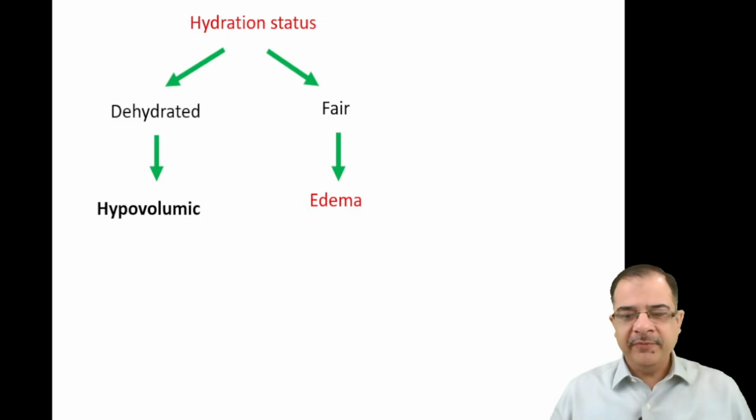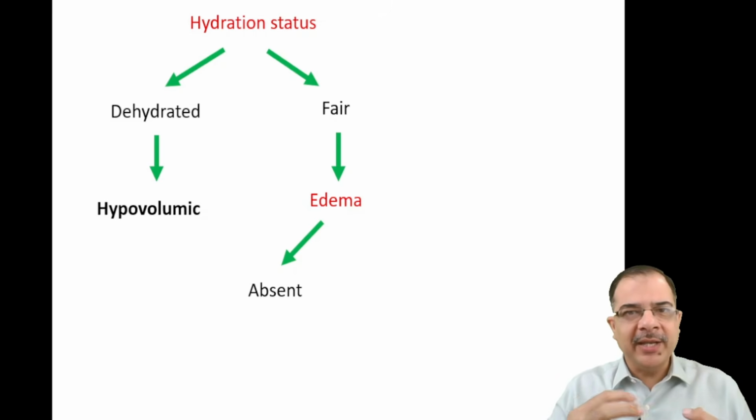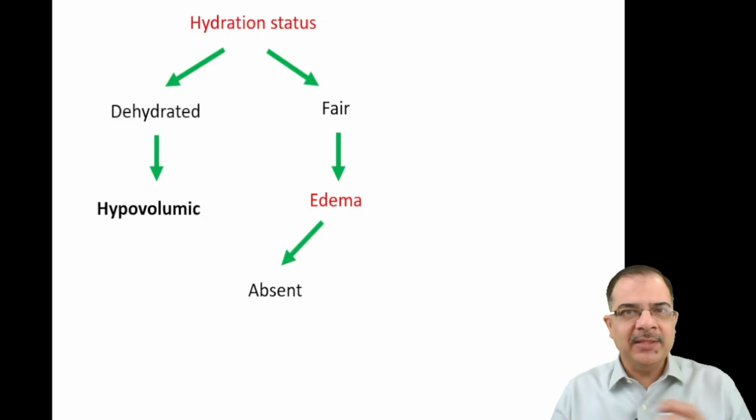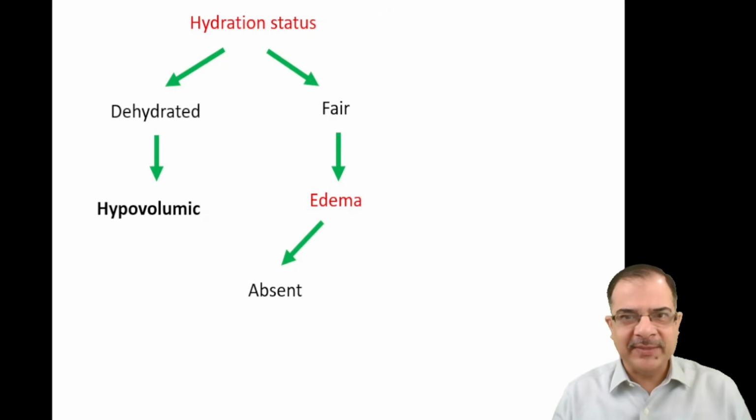So if this edema is absent, that means there are no crepts in the lungs, no pedal edema, no ascites. So this is a case of euvolumic hyponatremia. What does euvolumic mean? Euvolumic means that there is a water gain in the body, and that water gain has made the sodium dilute. We can say sodium will be less concentrated.